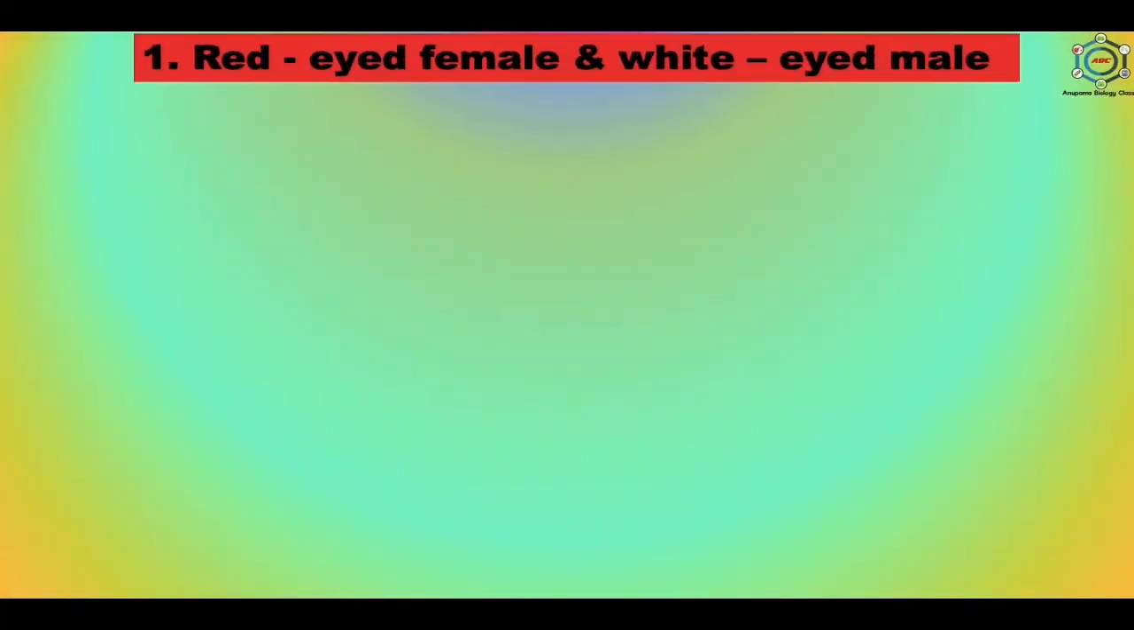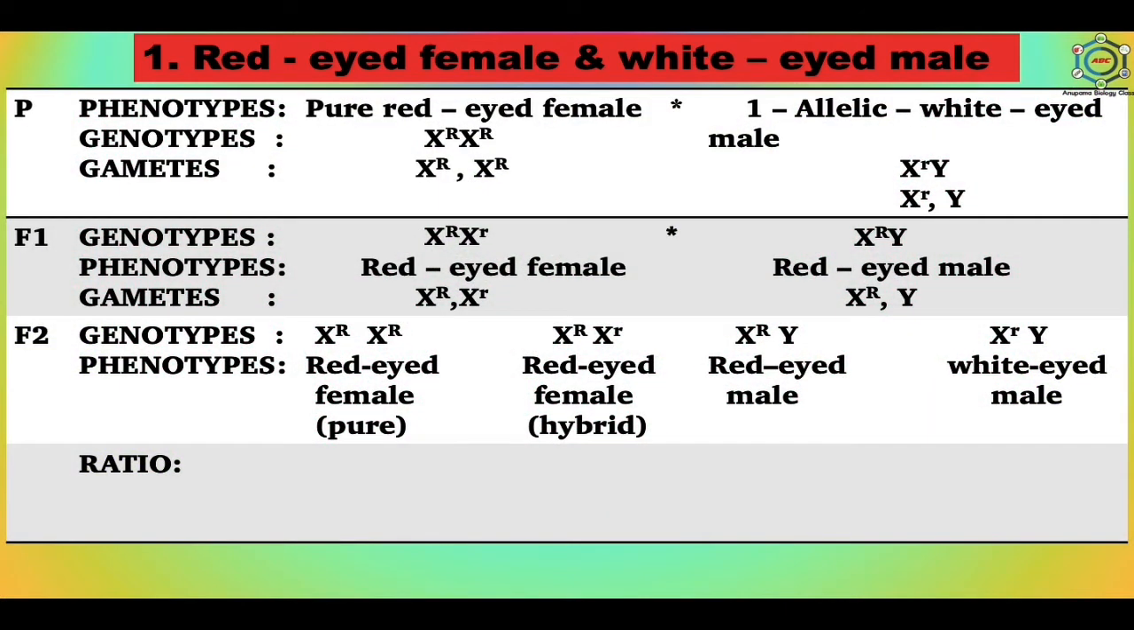So now, the inheritance of X-linked eye color in Drosophila, and the first one is the red-eyed female and the white-eyed male. Here you can see that if a homozygous red-eyed female fly is mated with a hemizygous white-eyed male fly, all the F1 flies, irrespective of their sexes, are red-eyed.